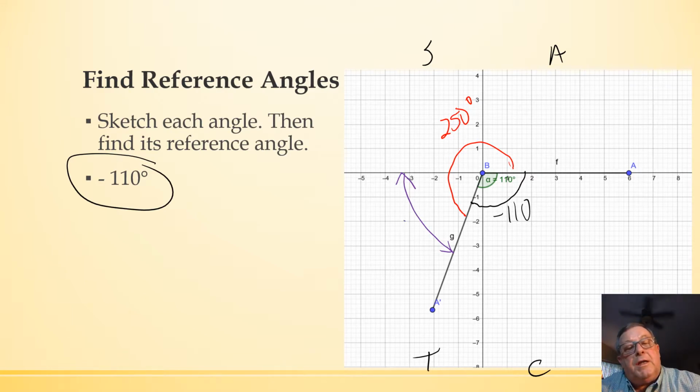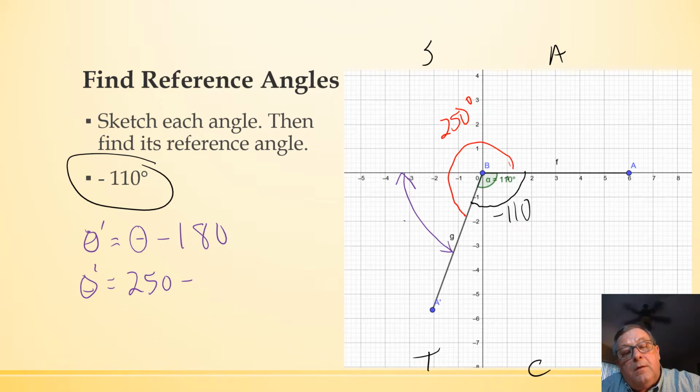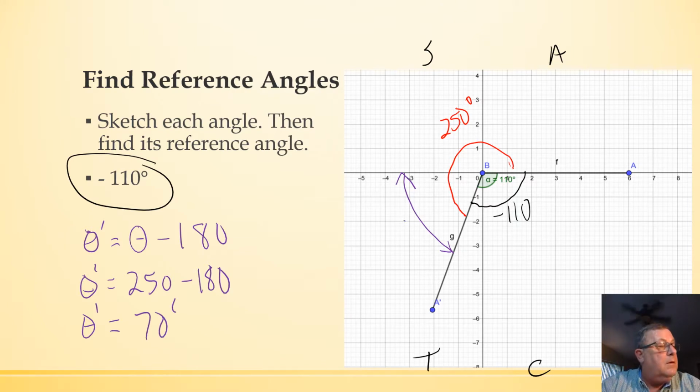In quadrant 3, we have a formula that theta prime, which is our reference angle, is equal to theta minus 180. If I just use that negative angle, it doesn't work. I'd have negative 110 minus 180, that'd be negative 390, and that's not going to work. But if I use the positive coterminal angle, 250 minus 180, my reference angle, theta prime, is 70 degrees.